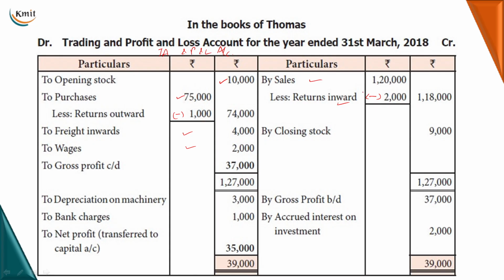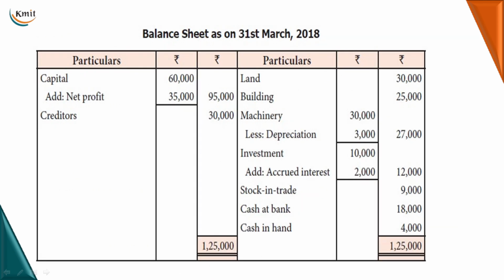column. If you observe this, there are two columns maintained for the amounts. In the inner column, the items which have adjustments will be written, and the final value will be posted in the outer column. Right? So, bank charges is one. Coming to the balance sheet, this is a capital item, creditors, land, buildings, machinery, investment, stock in trade, that is stock, cash at bank, and cash in hand.